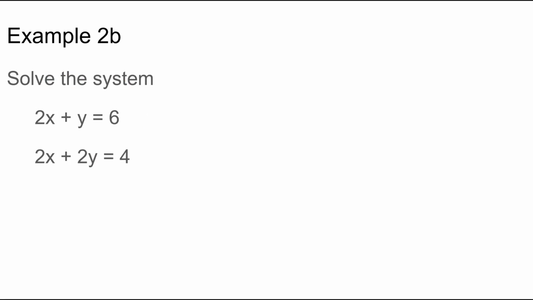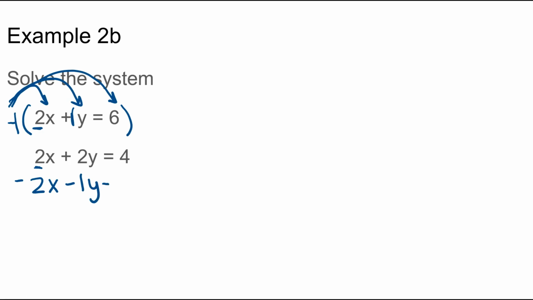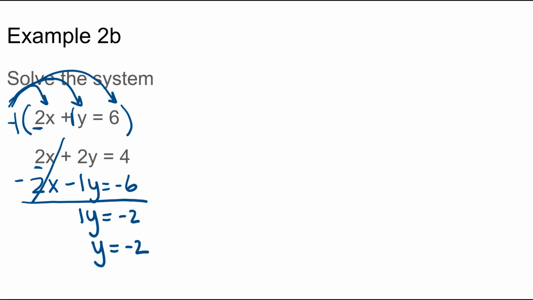Let's do another one. So we're going to eliminate here, and we notice right away that these 2's match, but they're both positive. We want the top to be negative, so we're going to multiply the whole equation by negative 1. I'm going to put a 1 there. So we're going to distribute the negative 1 to the entire thing. Don't forget about that 6. So that's going to give us negative 2x, negative 1y, and negative 6. 2 minus 2 eliminates. We get 1y is equal to negative 2, y is equal to negative 2.